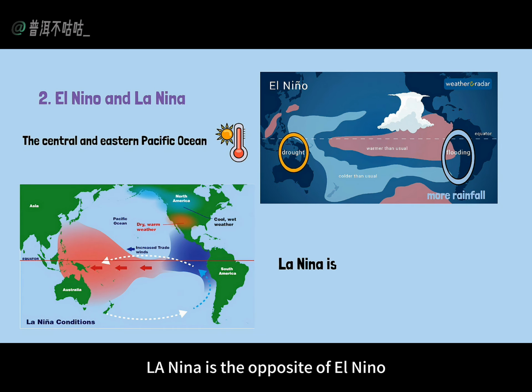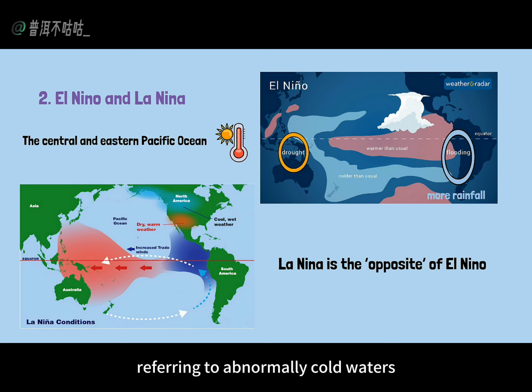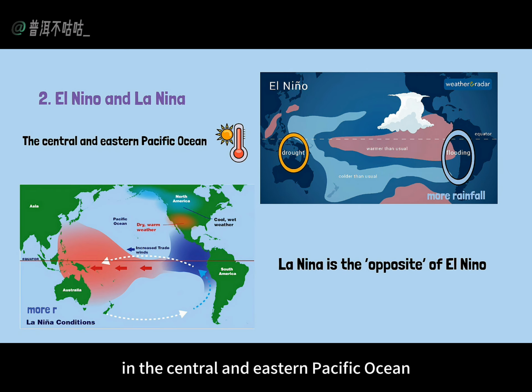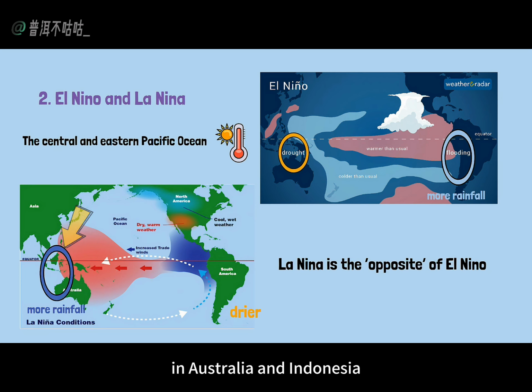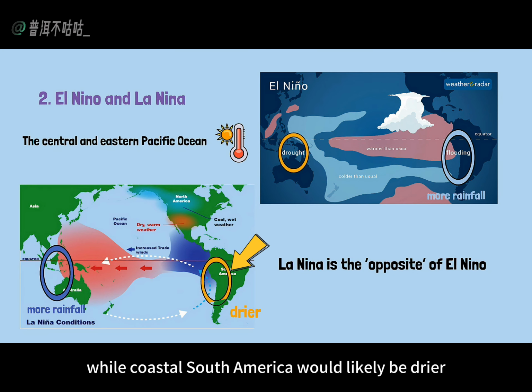La Niña is the opposite of El Niño, referring to abnormally cold waters in the central and eastern Pacific Ocean. This would result in more rainfall in Australia and Indonesia, while coastal South America would likely be drier.